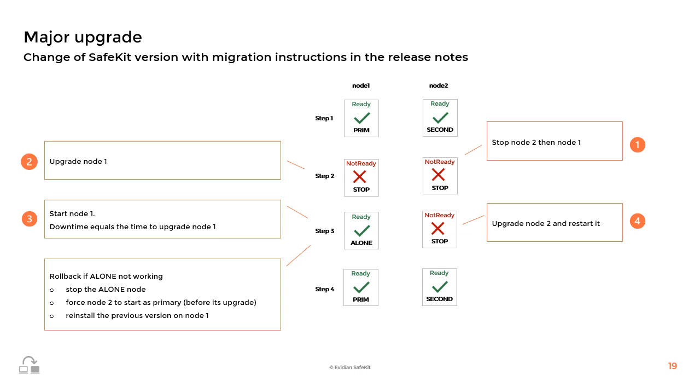If not, we can stop node 1 and force node 2 to start as primary with the old version before the upgrade. At step 4, after upgrading node 2, we restart the module on it. Node 2 resynchronizes application data before becoming the secondary. The entire cluster is upgraded with downtime limited to the upgrade of node 1 at step 2.